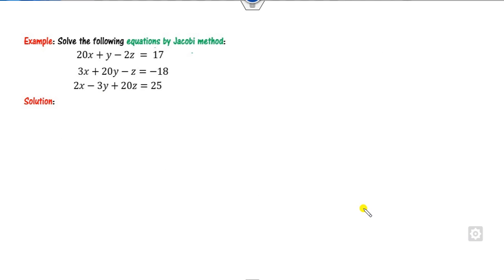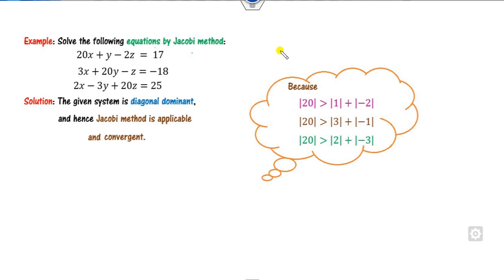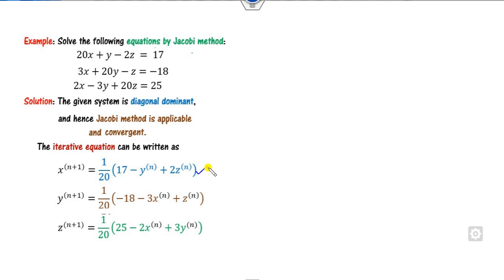Look at another matrix, another question. Check whether it's diagonally dominant. So you can see 20 is greater than 1 plus minus 2. Then clearly this is diagonally dominant. Once this is diagonally dominant, it means the solution will be convergent for any initial value. For any initial value. So find the value of x from the first equation, y from the second, and z from the third.